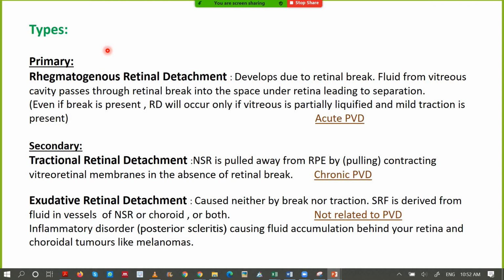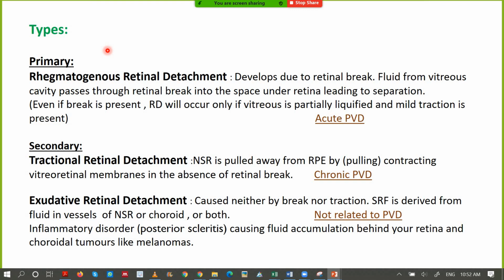So the retina is getting thinned out, and then there is a force which is pulling the retina, the RPE, away from the neurosensory retina. So that is the reason why we get a tractional detachment. It is like there is a traction, there is a pulling. So that is called tractional retinal detachment.